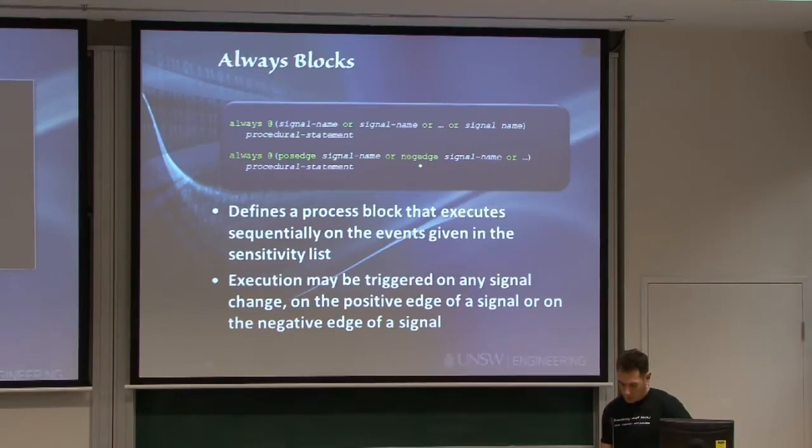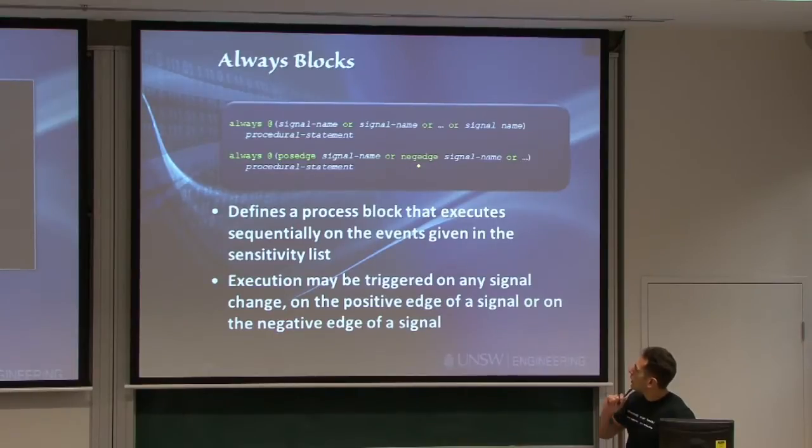Similarly, you can use the word negedge to say only on the falling edge of the signal, so only on a transition from 1 to 0. If you don't write either posedge or negedge on any of your signal names, any change in the signal will trigger your block.